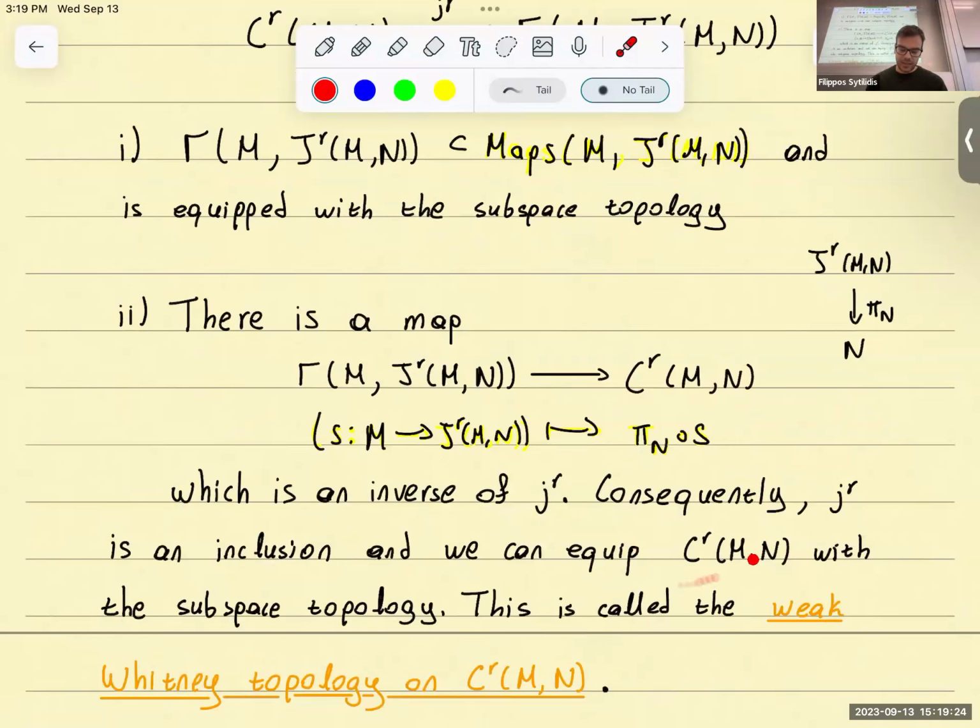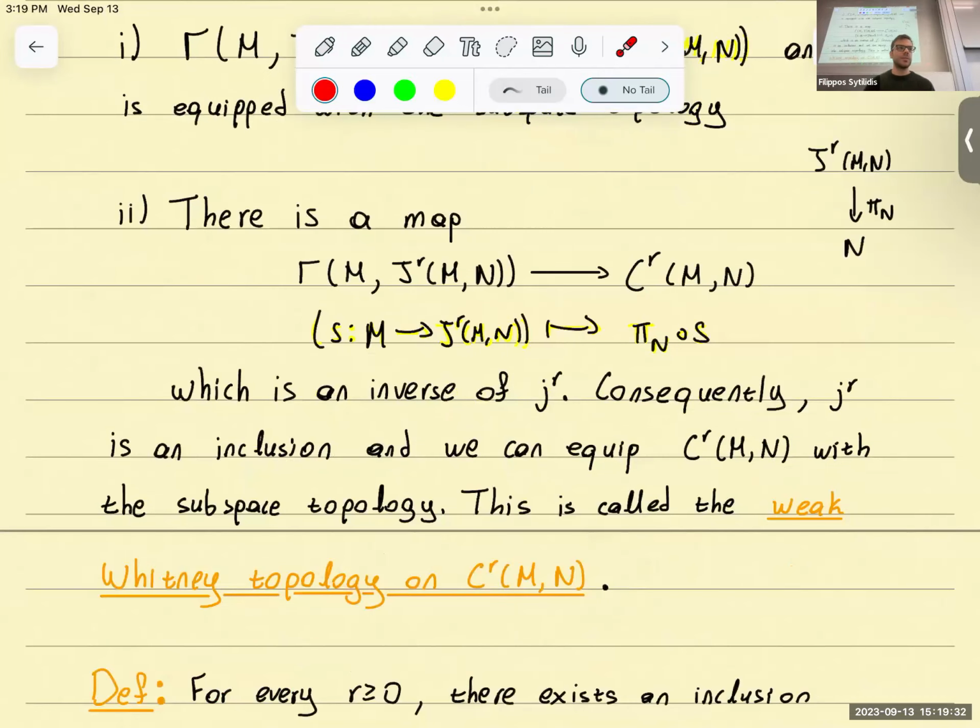So I can equip C^R(M, N) with a subspace topology, which is what we'll be calling the Whitney topology. That's my favorite construction. I mean, you can also construct this with a basis, but I kind of like this way of thinking about it. Yeah, I agree. Yeah, exactly.